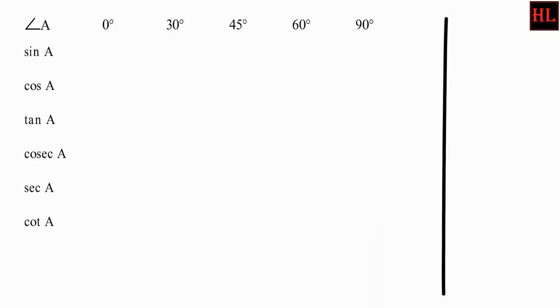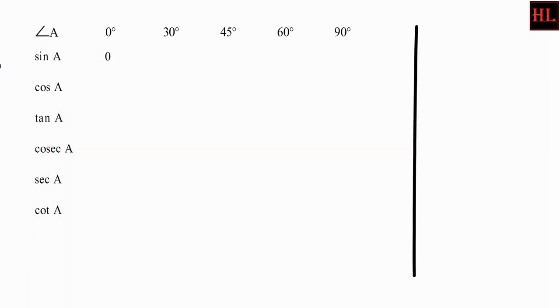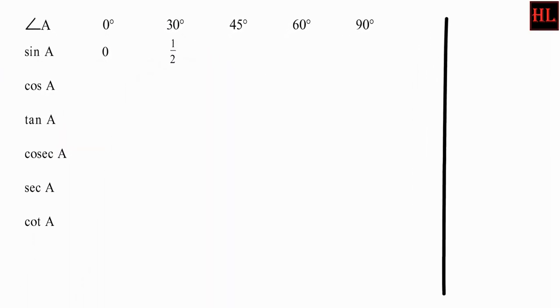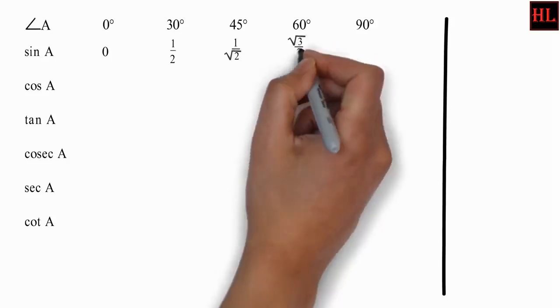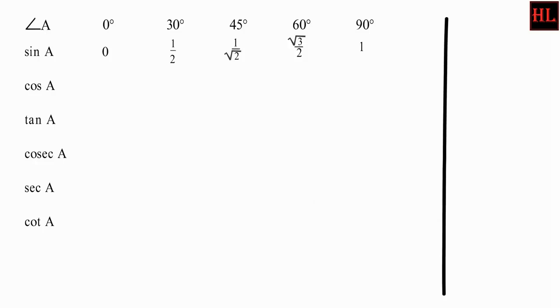Now I'll draw a line here to make space to show any calculation if needed while explaining. The basic idea is that you only need to remember the values of sine ratio, and then you can figure out values of any other trigonometric ratio easily. Now the value of sine 0 is 0, sine 30 is 1 by 2, sine 45 is 1 by root 2, sine 60 is root 3 by 2, and sine 90 is 1.